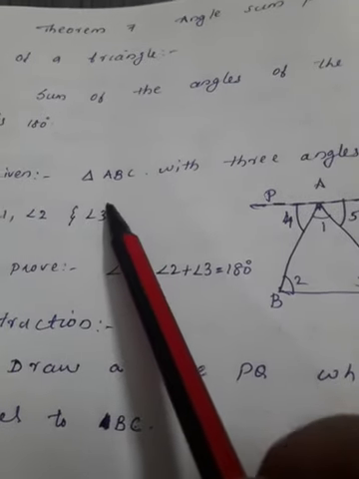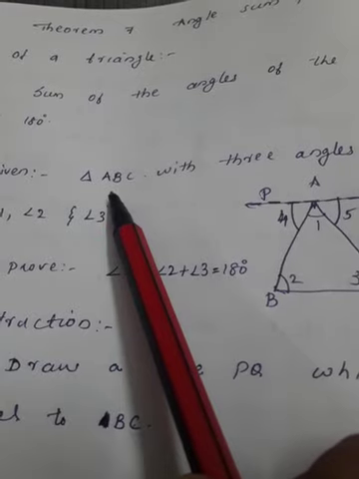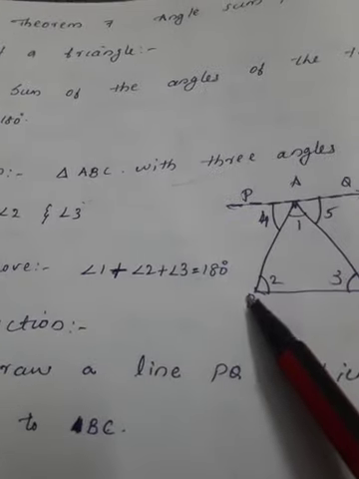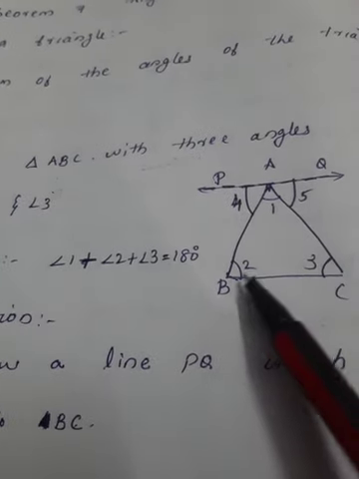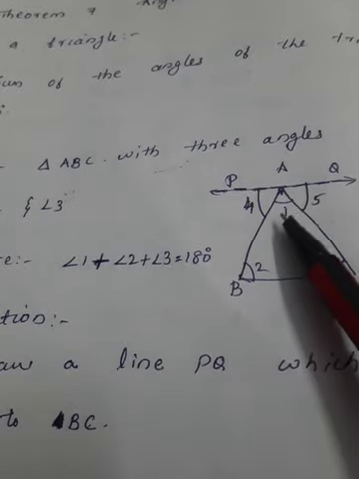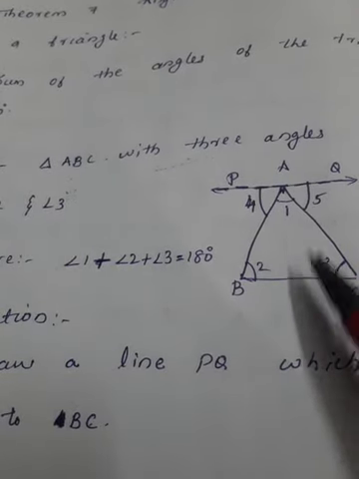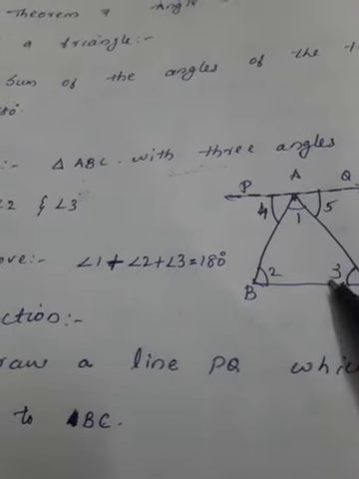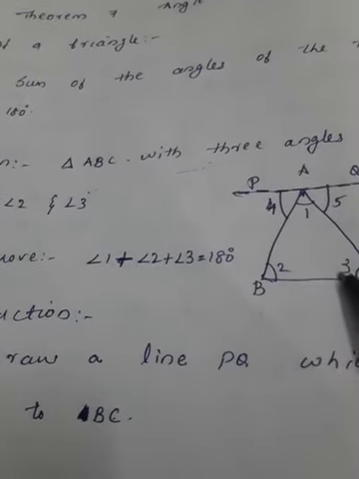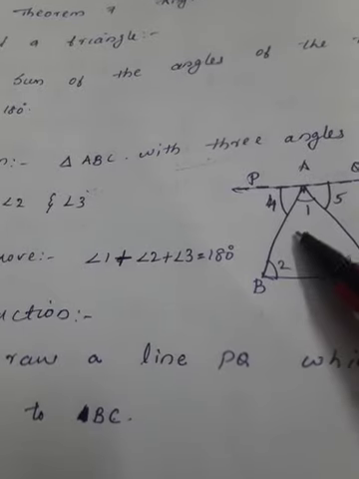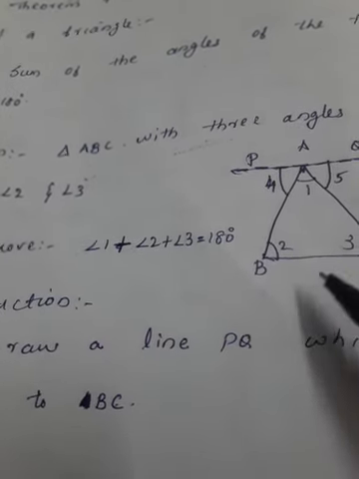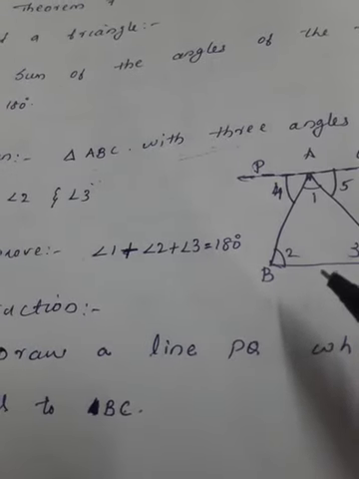In the statement it is given that there is a triangle with three angles. So according to the statement we can draw the figure. This is the figure given. ABC is a triangle with three angles, angle 1, angle 2 and angle 3. So what we need to prove here is that the sum of the three angles of a triangle is 180. That means angle 1 plus angle 2 plus angle 3 equals 180 degrees. That we need to prove.